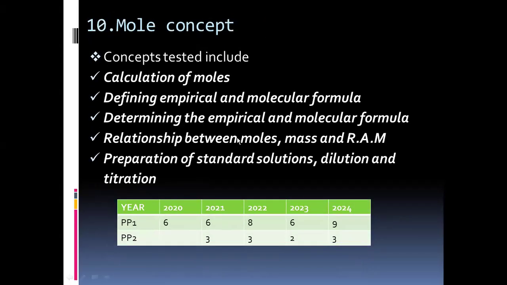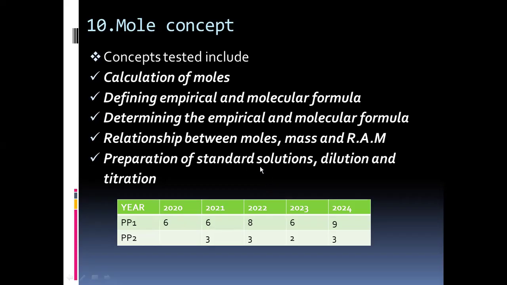This is another area where I know some of us don't like, but it's an area that is a must to be tested. Looking at my analysis, 2020 6 marks, 2021 6 marks, 2022 8 marks, 2023 6 marks, 2024 9 marks. What are the concepts tested? Number 1, calculation of moles, defining empirical and molecular formula, determining the empirical and molecular formula, relationship between moles, mass, and RAM, preparation of standard solution, dilution, and titration.